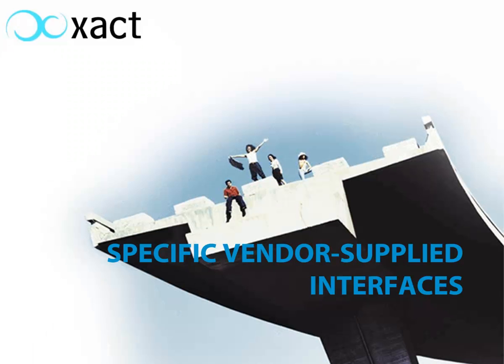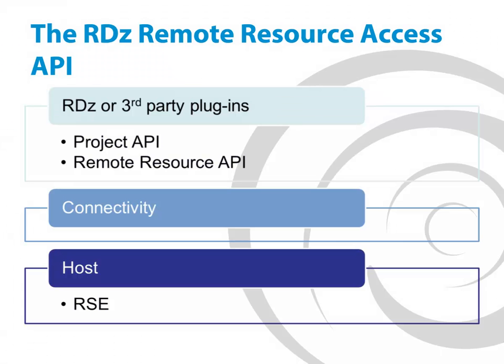Some vendors are not satisfied with the Karma interface. They are using the RDZ Remote Resource Access API or perhaps an even deeper and dirtier method. This is the authorized way to connect to the host part of RDZ. In the Workbench, a Remote Resource Access API provides an abstraction to remote artifacts on the host, and the Project API provides an abstraction to projects in RDZ. The transport is provided by the Remote System Explorer framework.